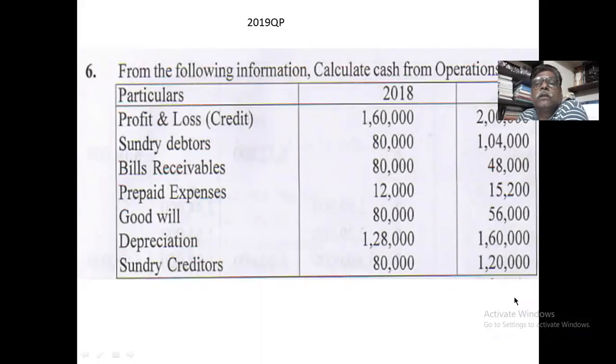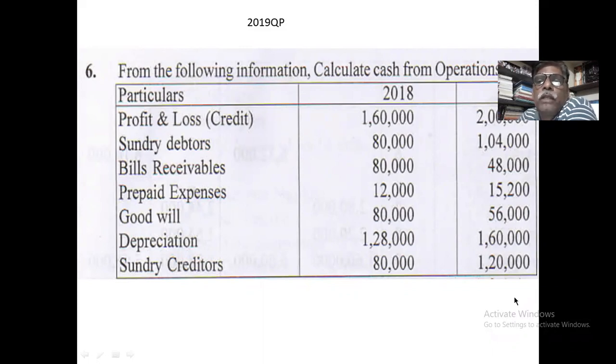Okay, now we see the 2019 question paper of Rani Chennamma University. This is a 5 marks question. From the following information, calculate cash from operation. So 2018, 2019 details is given.